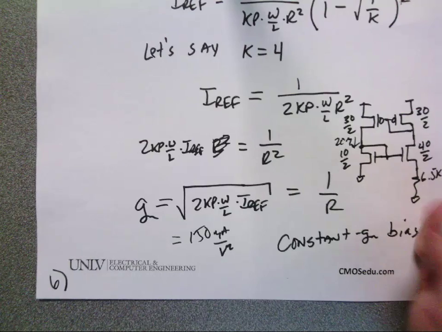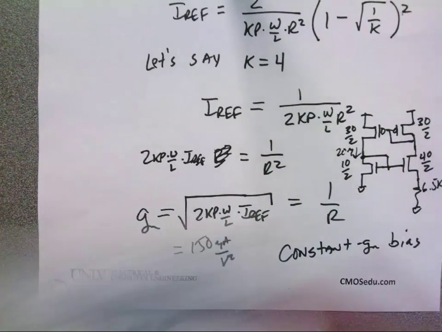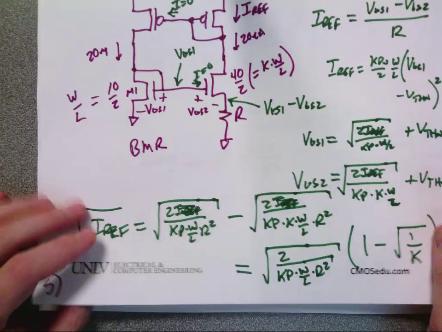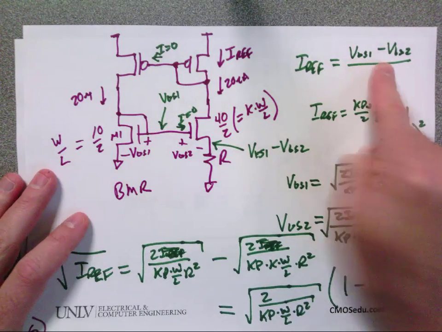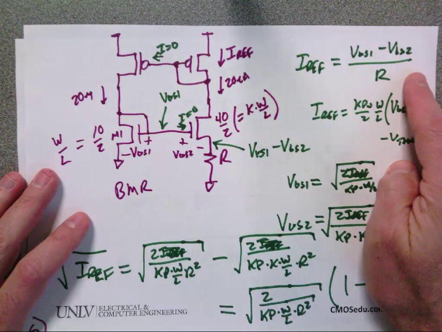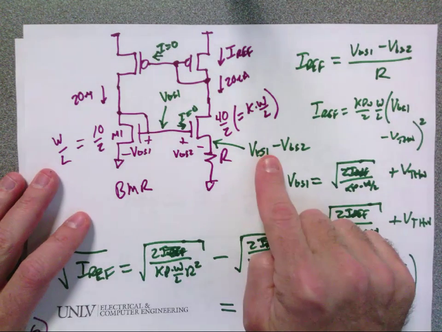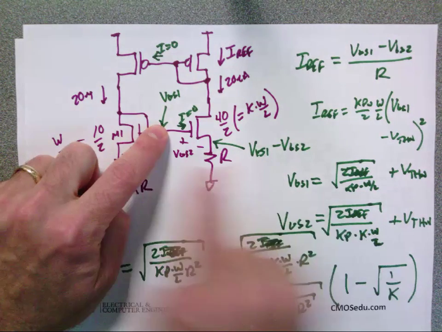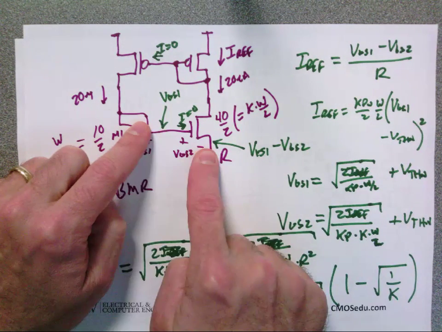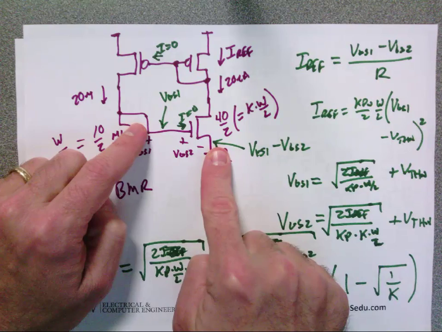Yeah. VGS1 minus VGS2? Yeah, it's on the 40 by 2. Oh, this one? Yeah, I'm just missing where that's coming from. So this is VGS. Then I get a voltage drop of VGS2. So this is VGS1 minus VGS2.